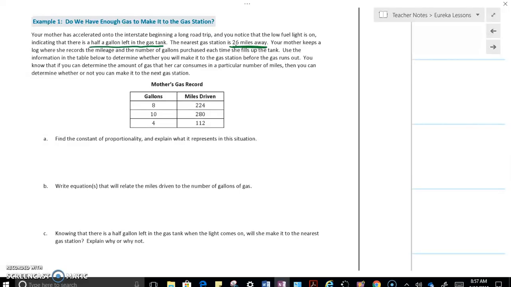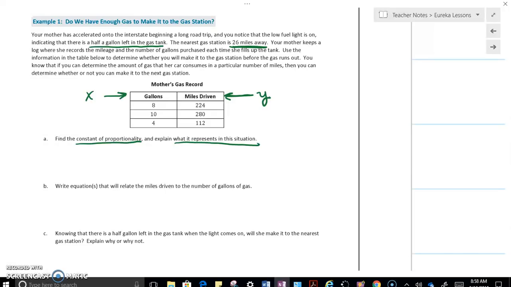You know that if you can determine the amount of gas that her car uses in a particular number of miles, then you can determine whether or not you can make it to the next gas station. Okay, part A, find the constant of proportionality and what it represents in this situation. So the constant of proportionality, we got to remember, is our unit rate. And our unit rate is k, which is y divided by x. So let's assign our variables. Let's call gallons x and miles driven y, because gallons, you need gas before you can drive. So x comes before y.